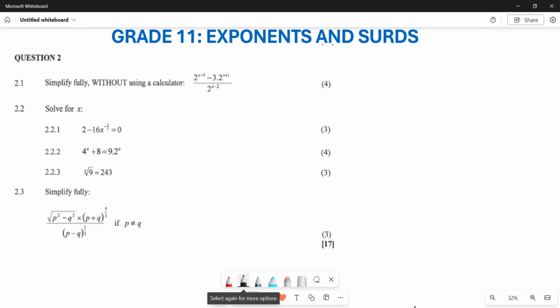Now, what is it that you are doing here, basically? We are going to be examining our November 2018 past paper. We are looking at our exponents and sets. Let's look at the first question, your 2.1.